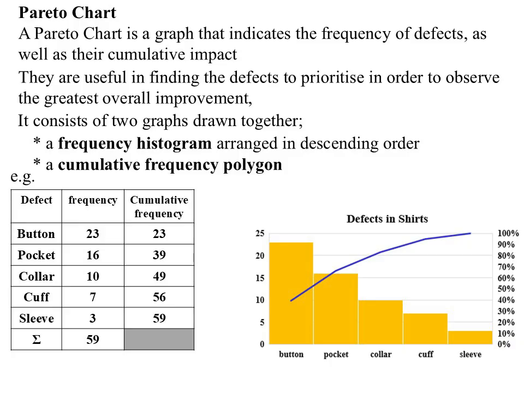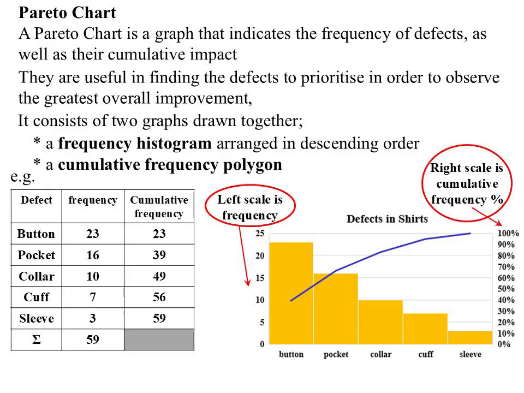So I have a frequency histogram or column graph going in descending order. The buttons had the most frequency, so there it was, then the pockets, then collars, then cuffs, then sleeves, but then the line is the cumulative frequency polygon. And then we can read information off that. On the left-hand side, we put the frequency. The right-hand side tends to be the cumulative frequency percentage.